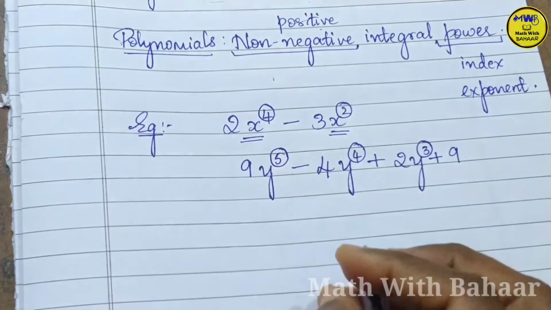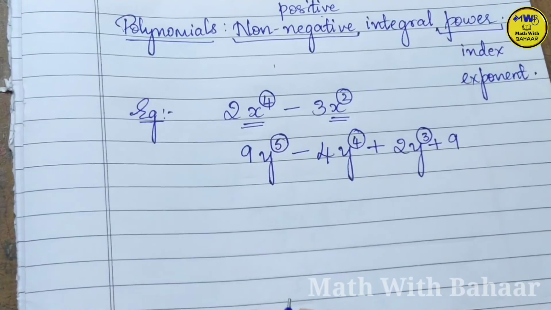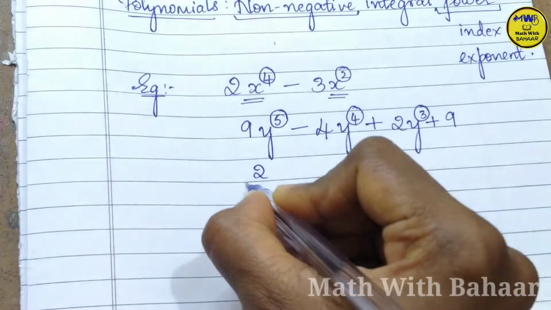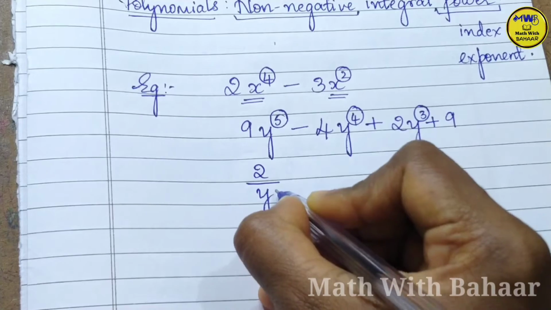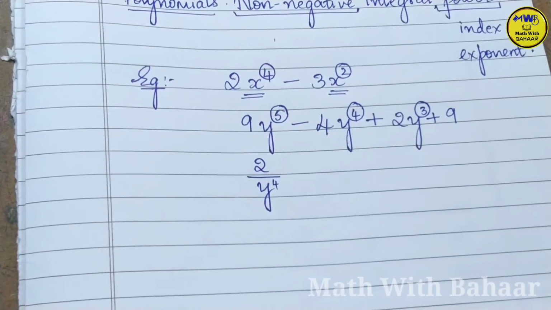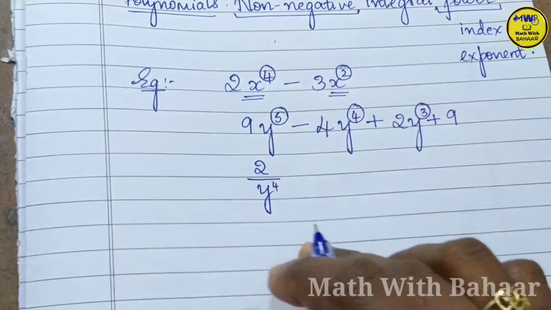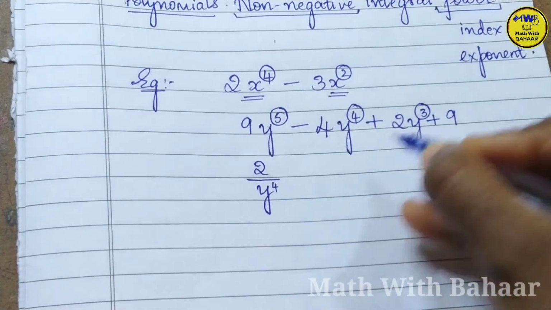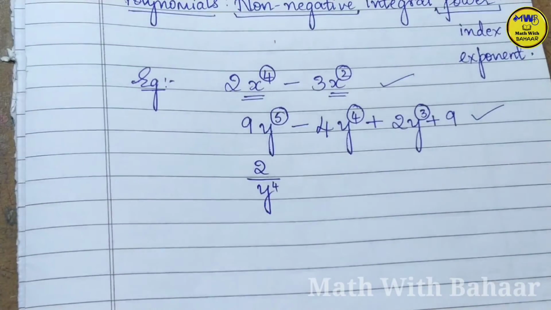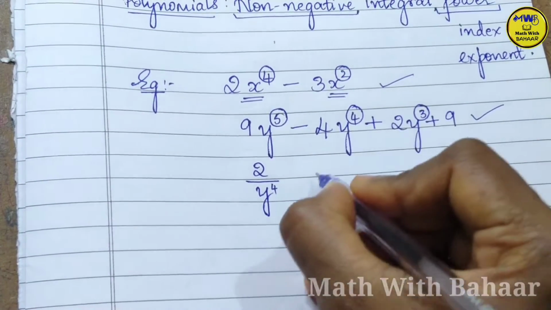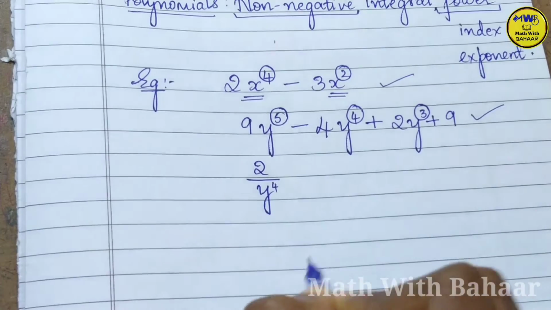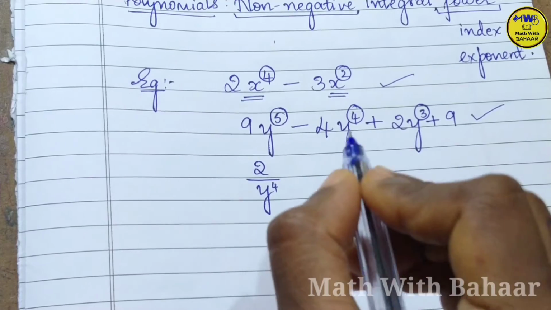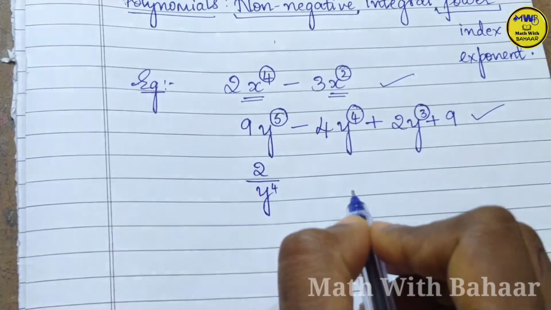I'll give you one more example here. You have to tell me whether it's a polynomial or not. Let's say 2 divided by y to the power of 4. It's a monomial, right? Yeah, it's a monomial. Now you tell me whether it's a polynomial or not. This was a polynomial, this was also a polynomial. Now in this case, you can see 2 divided by y to the power of 4. Look at the power of y here. It's 4, it's positive. But still I say that this is not a polynomial.